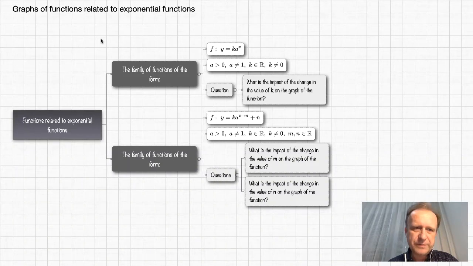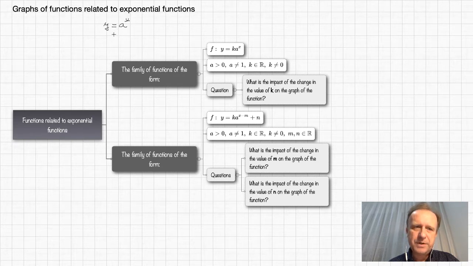Graphs of functions related to exponential functions. So in the previous lesson I described to you what the function y equals a to the power of x looks like. We discussed the impact of parameter a on the graph. We learned that if a is greater than 1, the graph is strictly increasing, and if a is between 0 and 1, the graph is strictly decreasing.